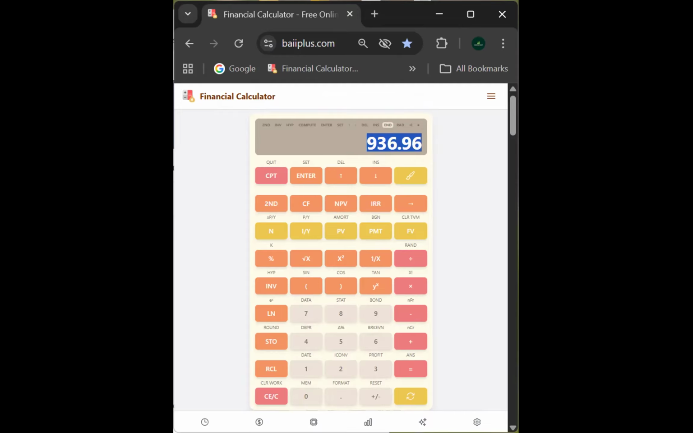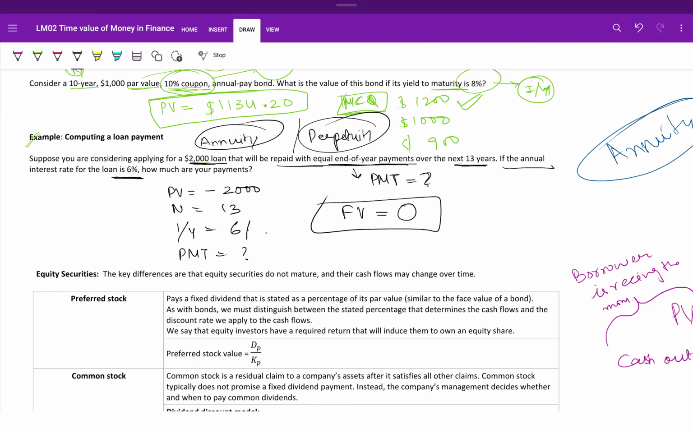So, I hope you understood what this means now. The PMT is going to be 225.92 dollars. So that's it for today.